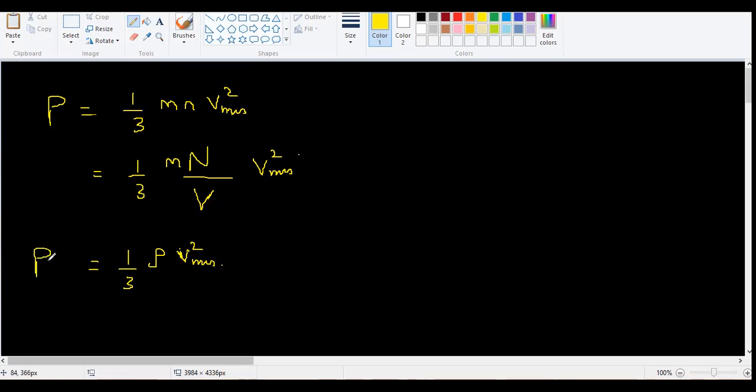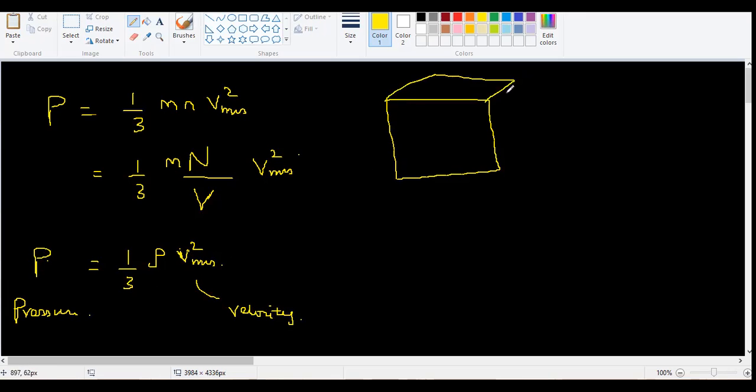So what did I say? I told you this is pressure. This is velocity. So as the velocity of the atoms or the molecules hitting the wall increases, right? So if it is hitting faster, imagine the balls are hitting the walls faster, which means the wall is going to experience more force. More force means more pressure. So it means higher the velocity, higher the pressure.